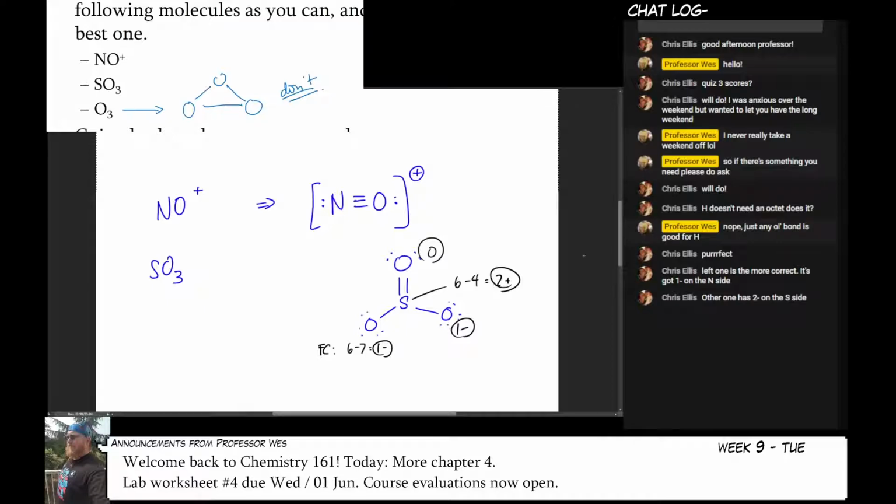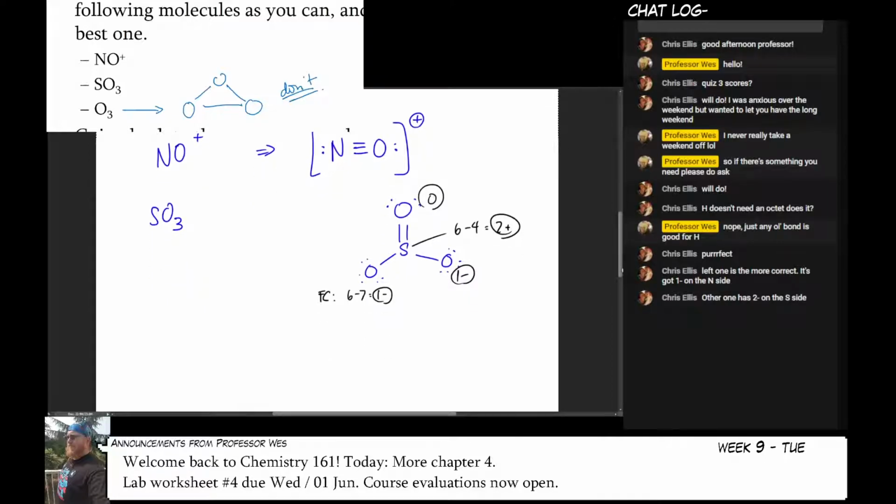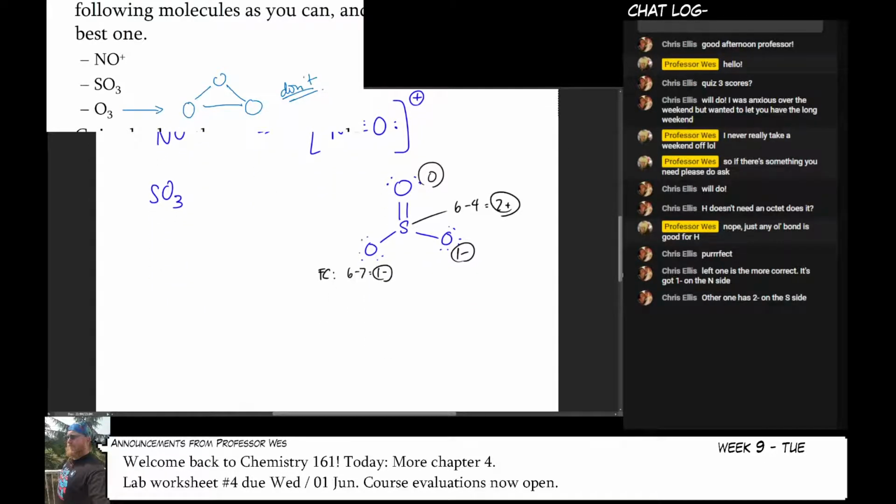So can I reduce these formal charges further? And the answer is, well, if I break the octet rule, sure I can. And it turns out that the best one for sulfur trioxide is actually this, where you just double bond everything, and now I just have zeros everywhere.